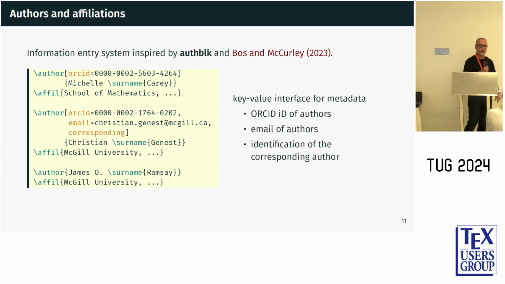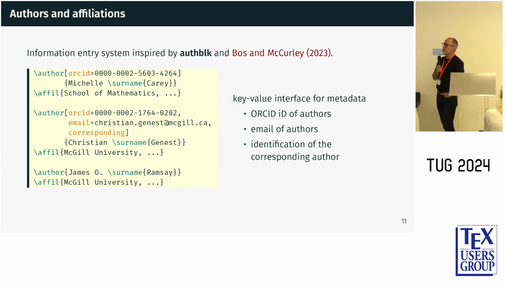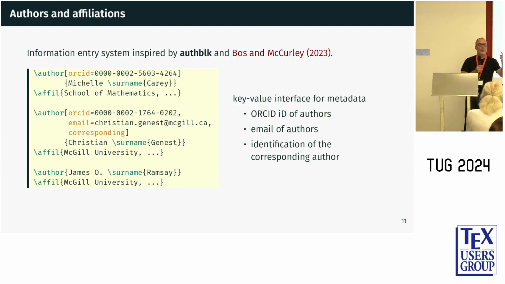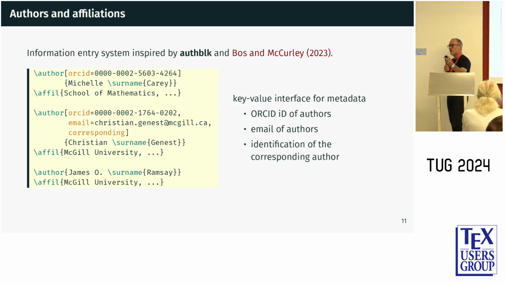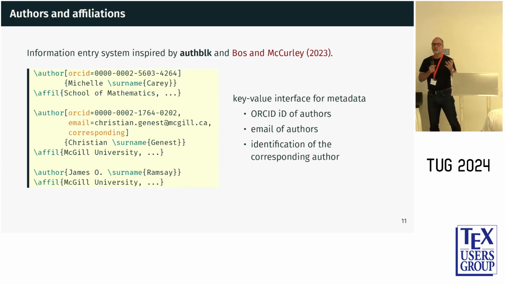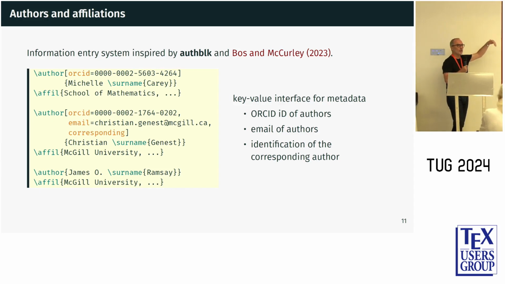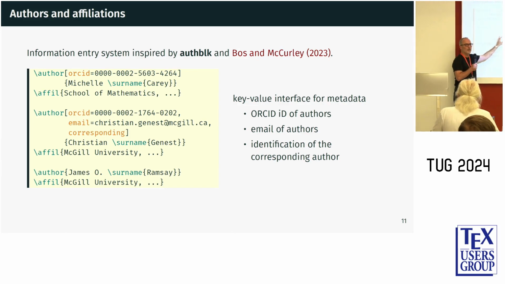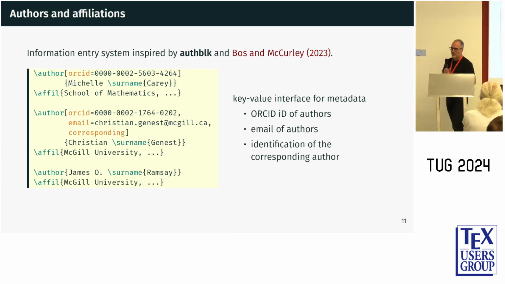And also, again inspired by the article by Bos and McCurley, was the interface to enter some additional information regarding each author. So for example, the ORCID ID of an author, the email address of each and every author, and whether you're the corresponding author or not. You could tell for each author corresponding equals false, or as is quite common, you can just put corresponding for the corresponding author, and by default it is true and the others are false.